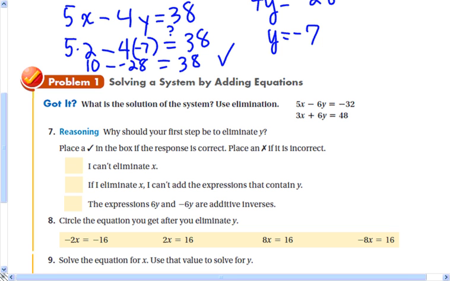What is the solution of the system? Use elimination. Notice in the y's we have the opposite coefficients. One is -6, one is +6. So if we add the two equations together, we will eliminate variable y. Why should your first step be to eliminate y? I can't eliminate x. If I eliminate x, I can't add the expressions that contain y. The expressions 6y and -6y are additive inverses. That's the most important.